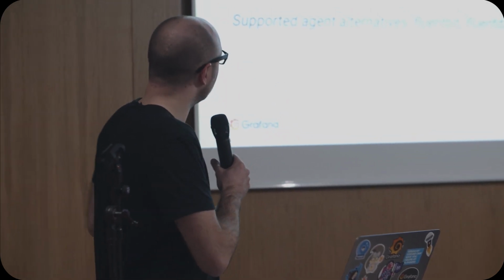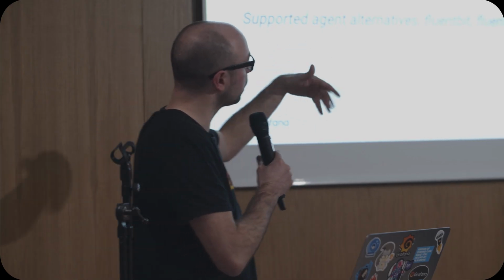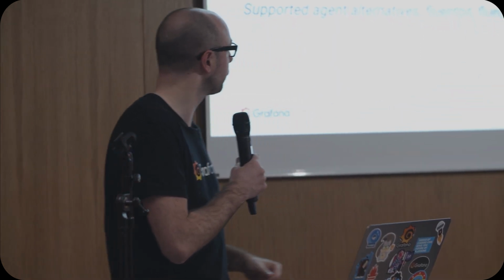Now, Promtail, the agent which again is used to ship the local logs to Loki, does 3 things. The first one is discover local logs. And then, for each log, like a log file, you can configure a pipeline to process those logs. You can attach labels, you can transform the logs, you can drop logs you don't want to push to Loki, and so on. And then, at the end of this pipeline processing, we push the logs to Loki.